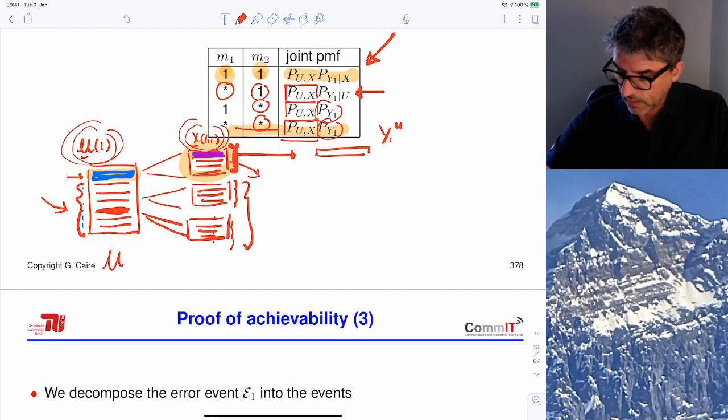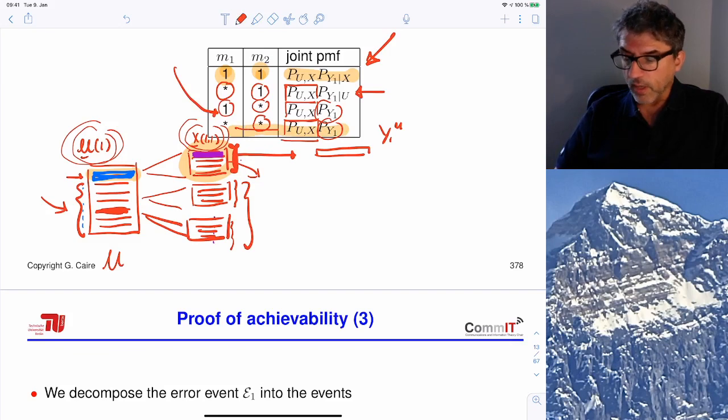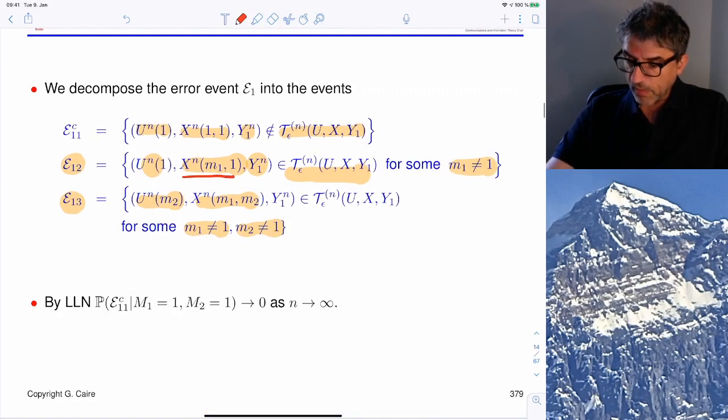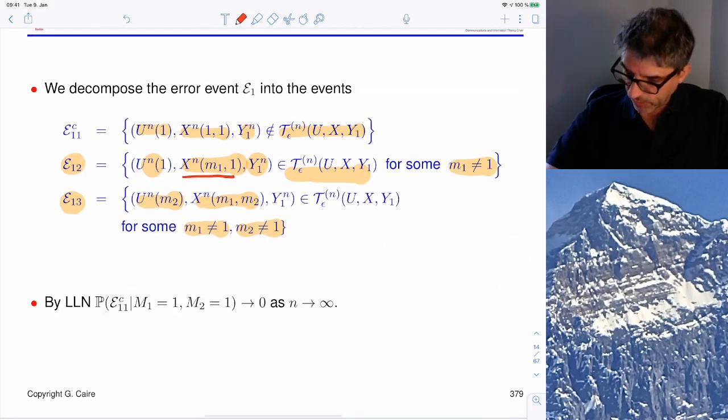Notice that I'm not considering this situation because in this case, we do not make an error, okay? But we are taking the union of these events and then using the union bound. If we can prove that the probability of each of these events goes to zero, then we have that our probability of error goes to zero.